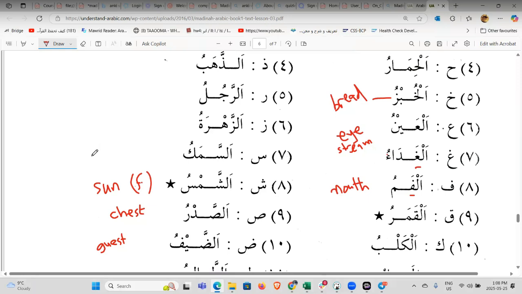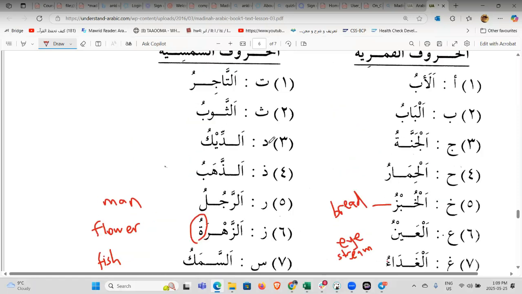As-samak is fish. Az-zahra is flower, the flower like a rose and so on. Ar-rajul, man. Az-zahra is feminine, but that's obvious because it has a feminine ending, ta marbuta. Ad-dik is rooster.